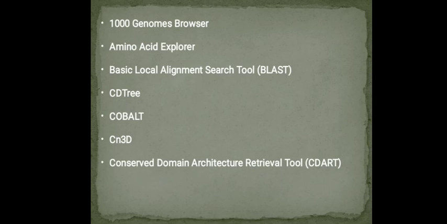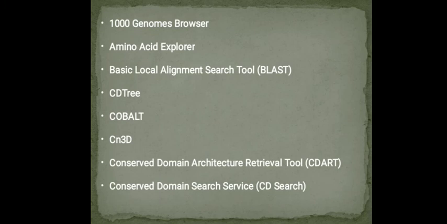Conserved Domain Architecture Retrieval Tool, or CDART. It displays the functional domains that make up a given protein sequence. It lists proteins with similar domain architectures and can retrieve proteins that contain particular combinations of domains.